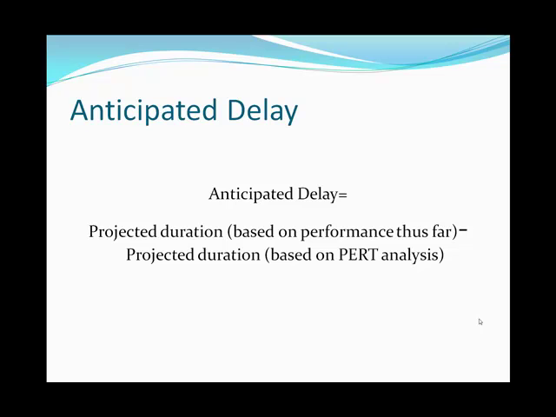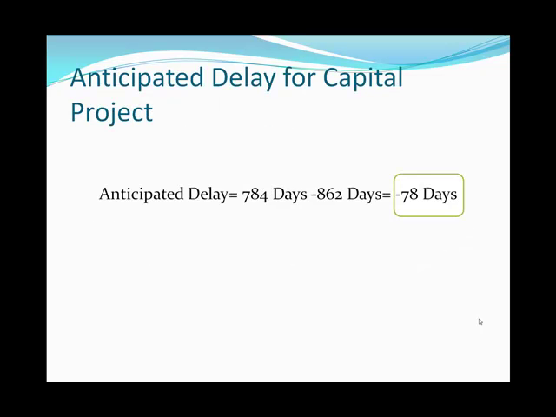Using the performance of the project thus far, the anticipated delay can be calculated by subtracting the value of the PERT length of the project from the length of the project calculated based on current performance. In our example, the anticipated delay of the project is negative 78 days because the estimated project duration based on performance is far less than the PERT estimation. Therefore, there will be no delay, and instead the project can be anticipated to be completed 78 days early.